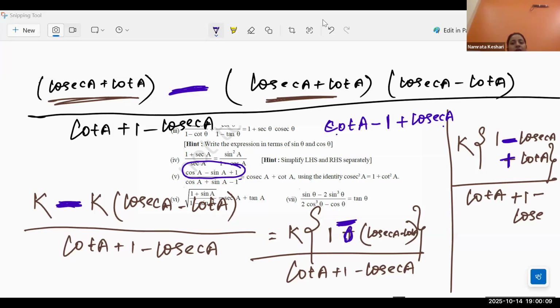Yes, ma'am. Now, when you compare your curly bracket and the denominator, it is exactly the same, please match it. One positive in the curly bracket, one positive in the denominator. Cosec A is negative in the curly bracket, cosec is negative in the denominator. And cot is positive in the curly bracket, cot is positive in the denominator. The curly bracket part and the denominator's part are exactly the same. Can you see that?